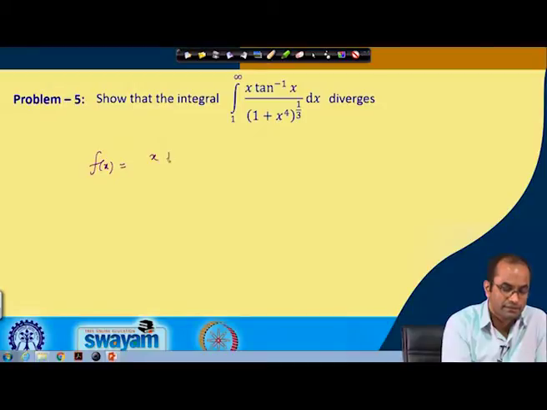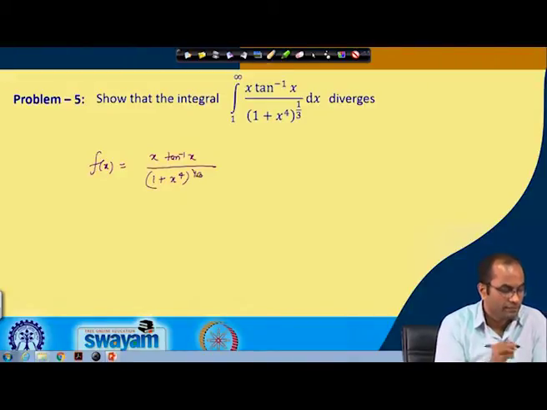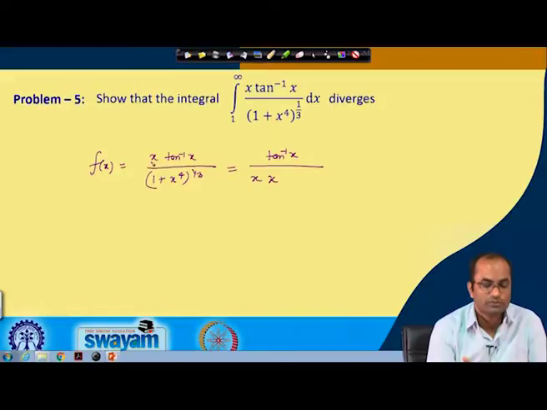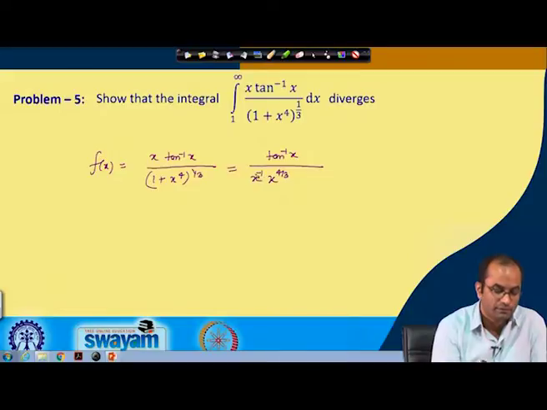So, our f(x) is x tan inverse x over (1 plus x to the 4) to the power 1 by 3. This x we can bring to the denominator, so we have tan inverse x over x, and we also take x to the 4 out of the bracket, because we want to see the behavior as x approaches infinity. So, we take x to the power 4 by 3 out, this is x to the power minus 1, and then we have 1 plus x to the power minus 4, all to the power 1 by 3.